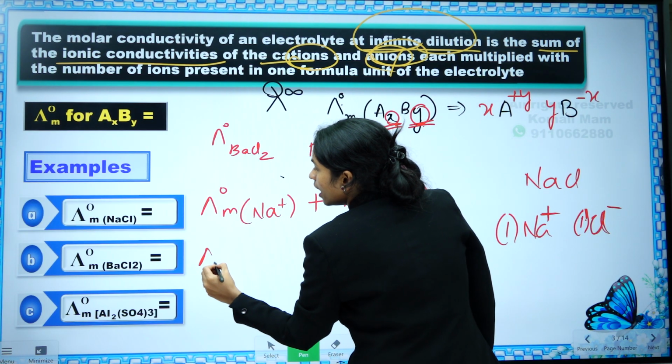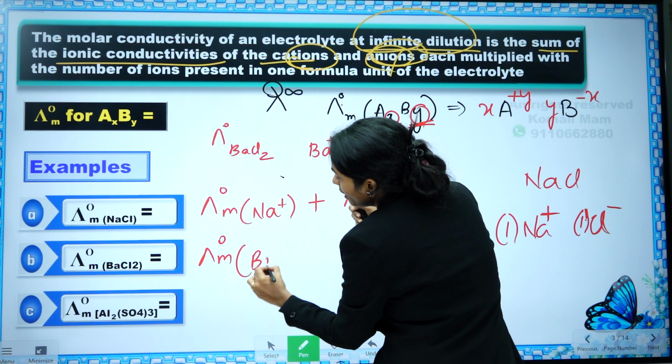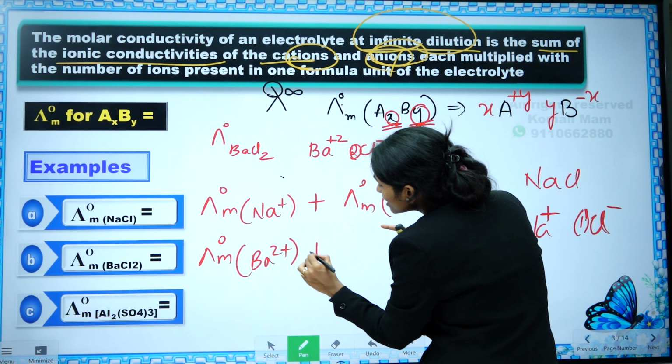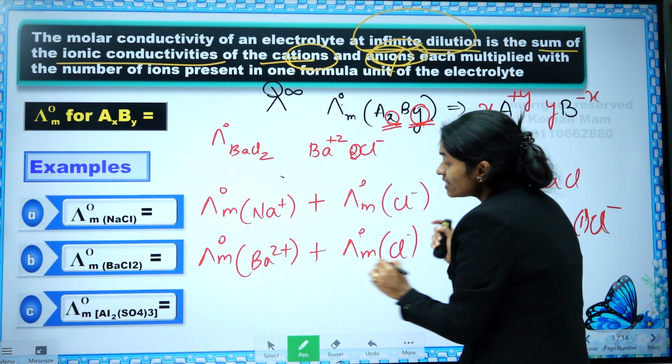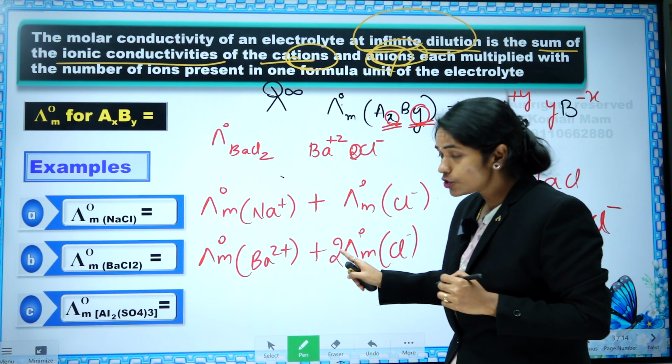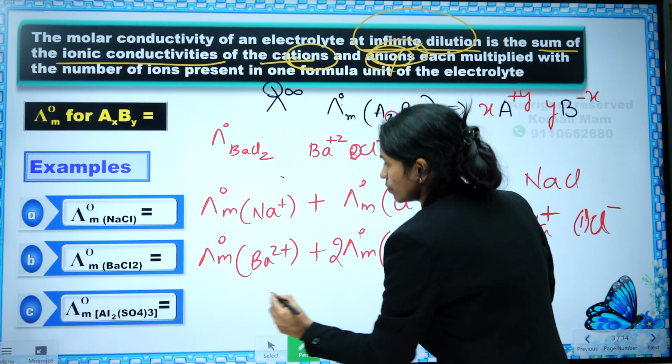Which means that limiting molar conductivity of barium 2 plus, if you know how it splits, then no problem, into Cl minus. But how many Cl minus? 2 Cl minus. That stoichiometry number we have to multiply here. Is it clear? See the next one.